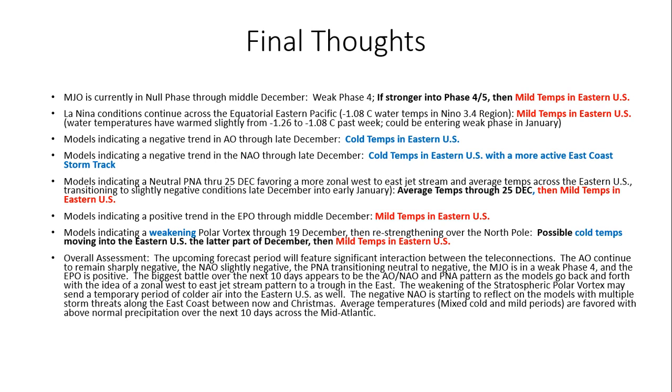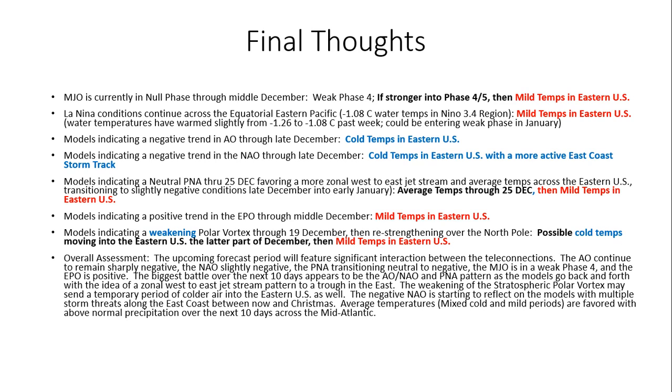The models are indicating a negative trend in the Arctic Oscillation, AO, through late December. We would expect colder or below normal temperatures in the eastern U.S. with an upper level trough or a digging jet stream in the east, especially east of the Mississippi River, with a negative AO. And all the models, the last 7 days, have pretty much been indicating this negative AO. Moving on to the NAO, models are indicating a negative trend in the NAO through late December.